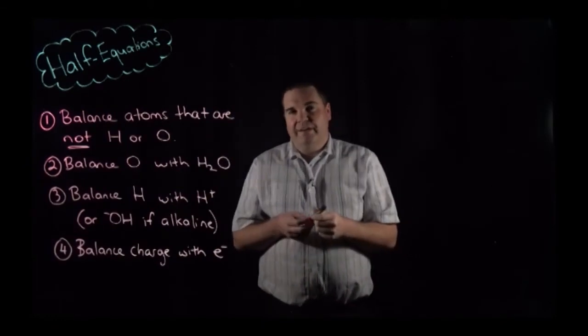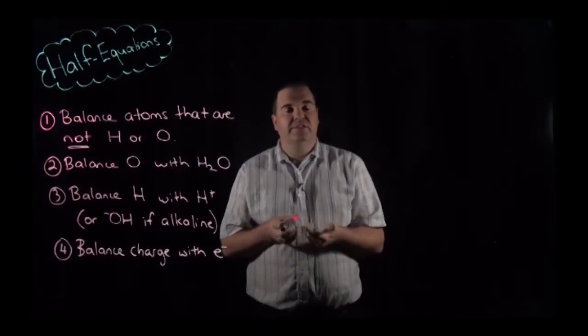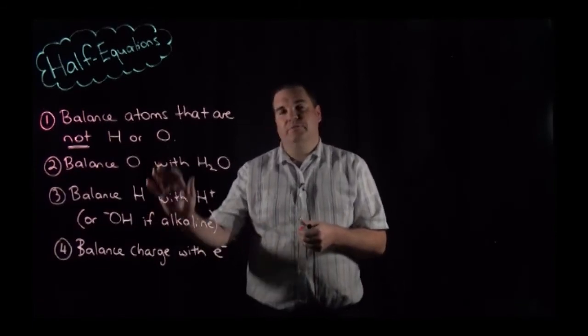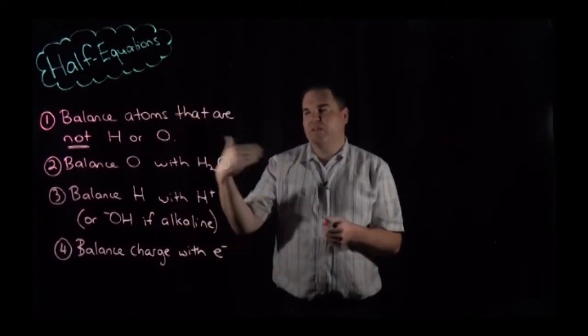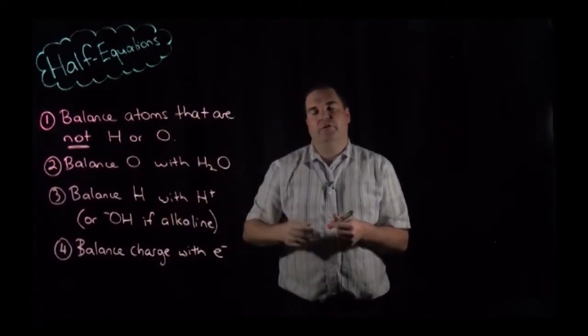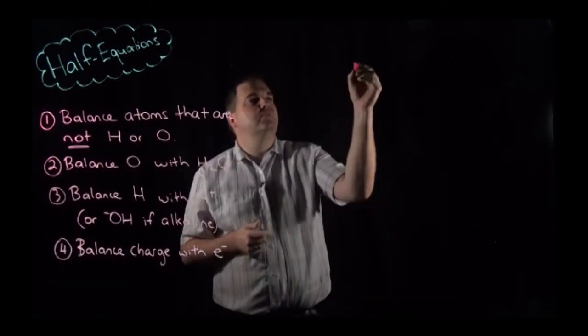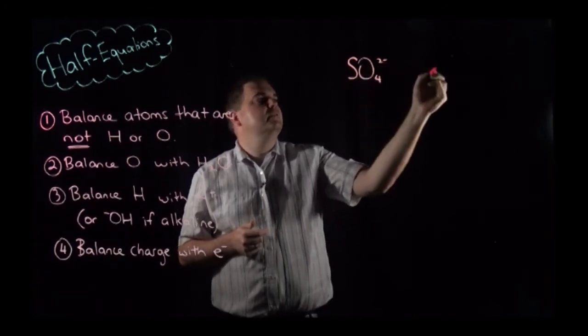So if I want to do one under alkaline conditions, it's a little bit more complex. So like I said, I'm just going to go through one to show you this, and it really is around this step. So you're actually going to do this firstly, okay, and then you're going to come back to step 3 and look at adding in OH-. Okay. So the one I'm going to show you is this one here, SO4 2- going to SO2.